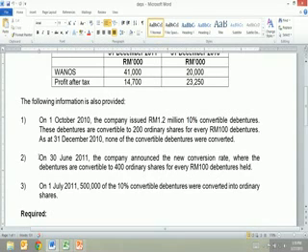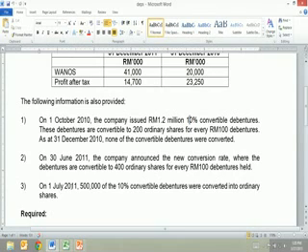For the second additional information, on 30th June 2011, the company announced a new conversion rate, where the debentures are convertible to 400 ordinary shares for every 100 ringgit of debentures held. So for 2011, prior to this date, the conversion rate is 200, but from 30th June onward, they have the new conversion rate of 400. We will discuss this when I solve the question.